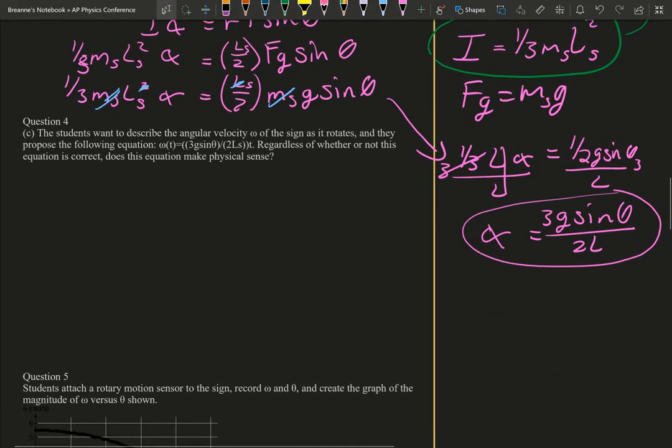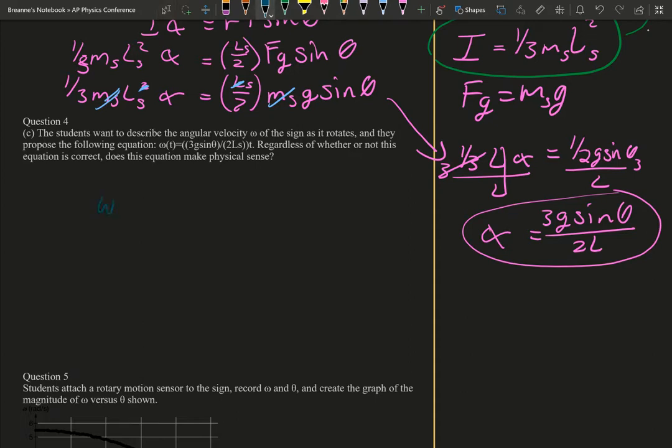Okay. So the next question. So the students want to describe the angular velocity omega of the sign as it rotates. And they pose the following equation. Regardless of whether or not this equation is correct, does this equation make physical sense? So they're not asking is the equation right or not. It's just asking does it make physical sense?